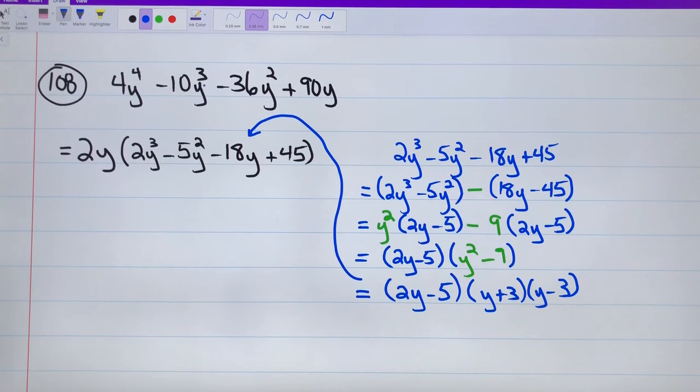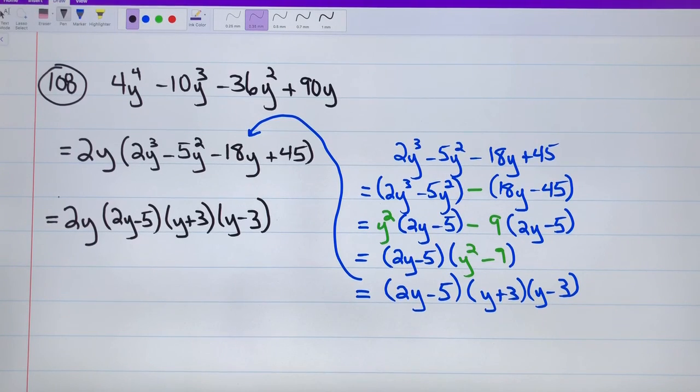Taking what we have in the details, for this problem we had already factored out 2y. And so for the complete answer in this one, we have 2y times the quantity of 2y minus 5 times the quantity of y plus 3, and then times y minus 3. And that will be the final answer in this particular case.